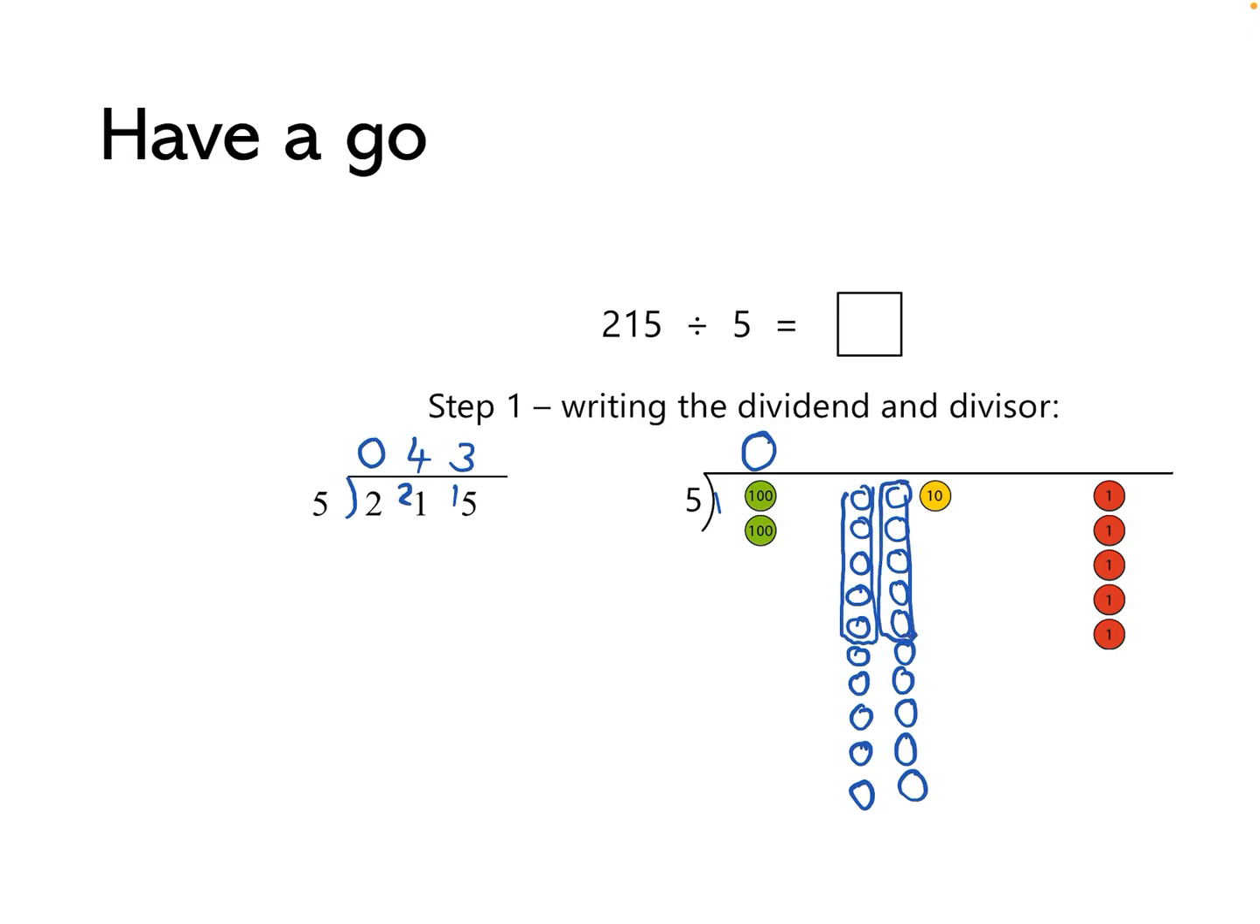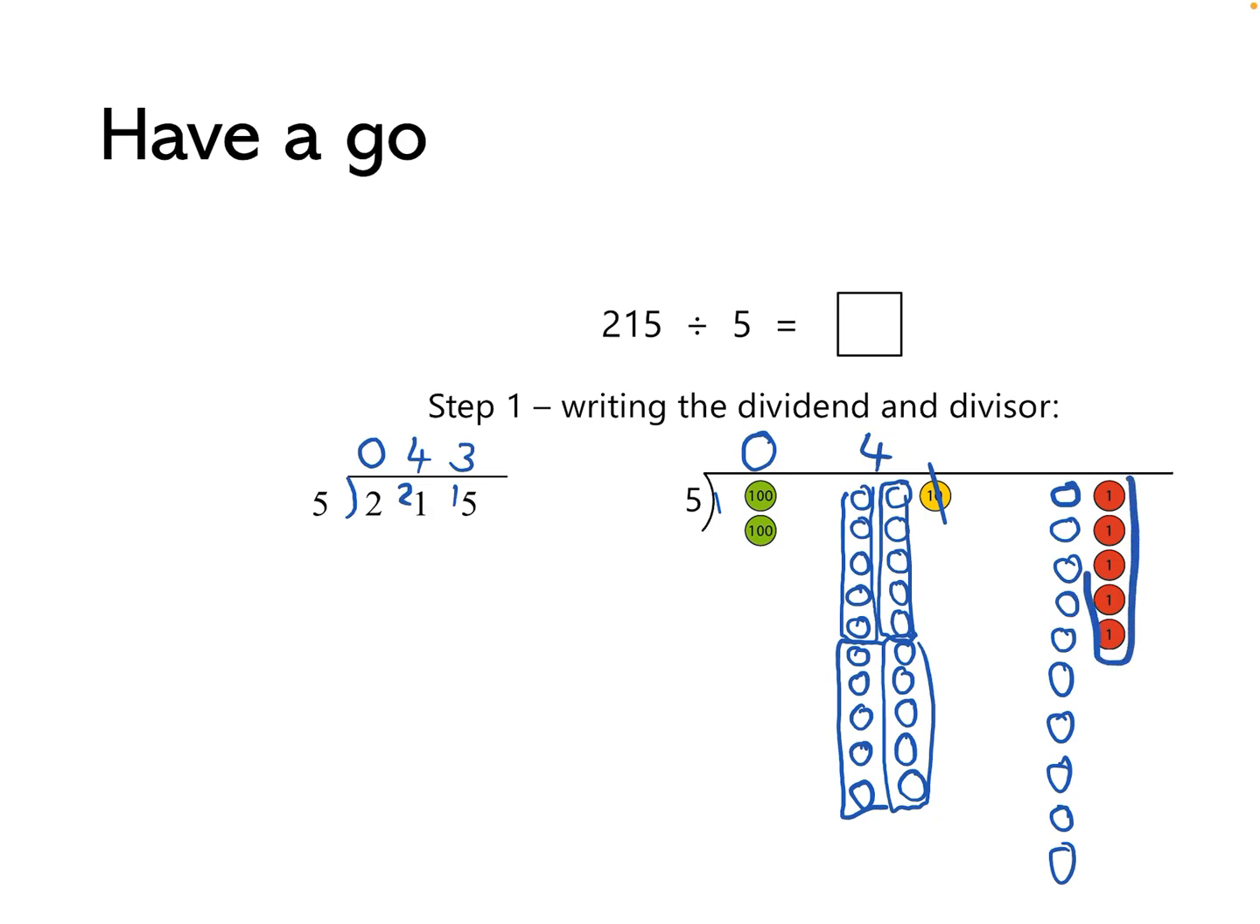Group of 5, group of 5, group of 5, group of 5. 4 groups of 5. And that 10, what are we doing with that? We'll exchange that for 1, 2, 3, 4, 5, 6, 7, 8, 9, 10. 1 10 counter for 10 ones. Yeah? So, group of 5, group of 5, group of 5. 3 groups of 5. 43.